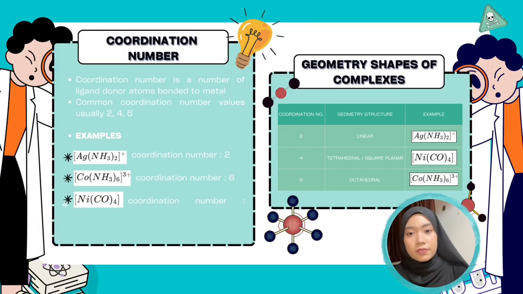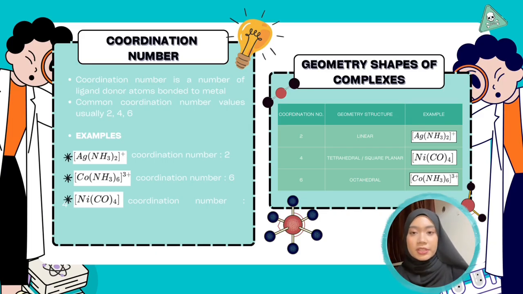The geometry of a complex depends mainly on its coordination number. When the coordination number is 2, the geometry is commonly linear, such as in Ag(NH3)2+. When the coordination number is 4, the geometry can be tetrahedral or square planar, for example, Ni(CO)4. When the coordination number is 6, the geometry is octahedral, as seen in Co(NH3)6 3+.